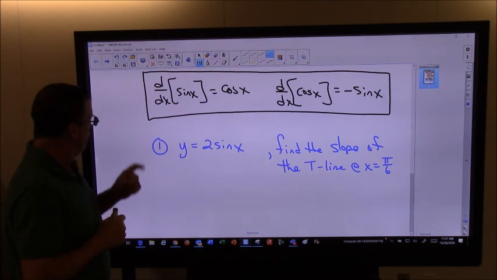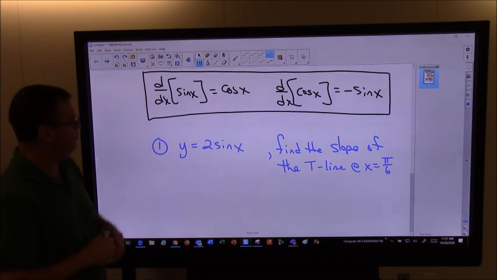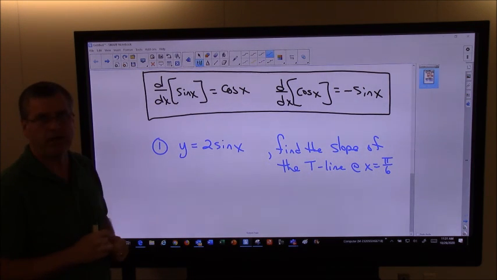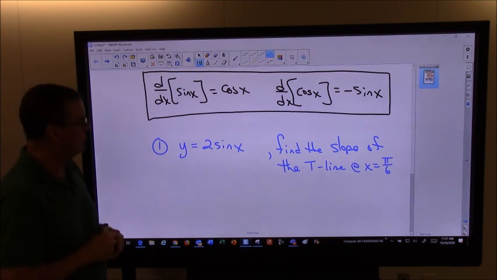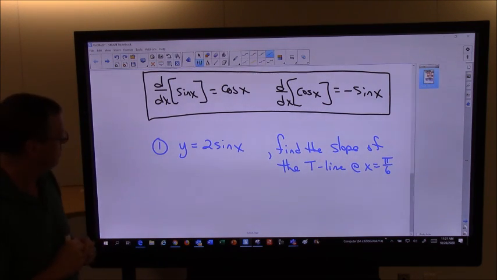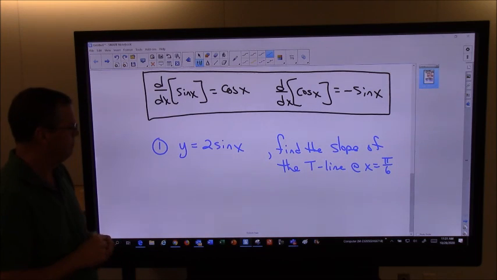All right, so y equals 2 sine of x, and they want us to find the slope of the tangent line at x equals pi over 6. Since we now know how to do the derivative of a trig function, you guys should be able to handle this. You guys go ahead and try.